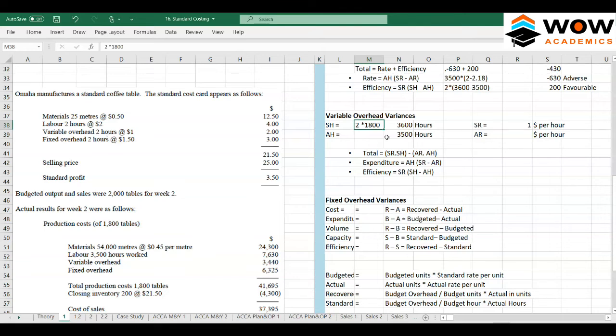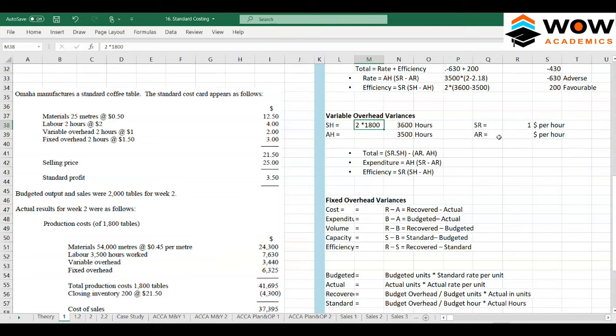So you have to put 1 into 1800. See, here in variable overhead they have not given how many hours worked. They have told you how many materials are consumed and how many labor hours, but they have not given the variable overhead hours. Why? Because the assumption is that labor and variable overhead are the same. That's why we have copied them, or else we have to work it out again.